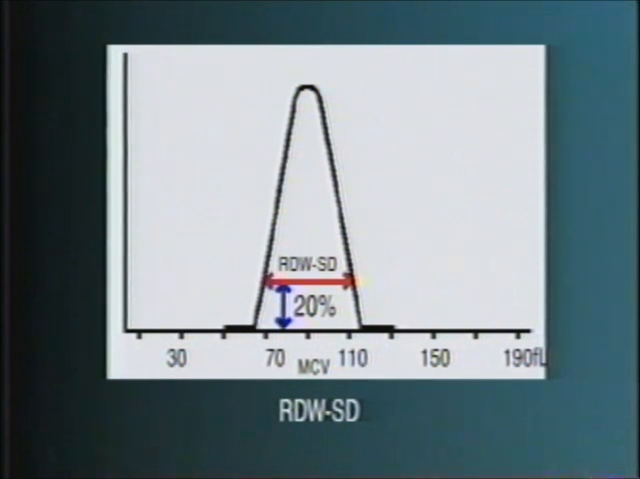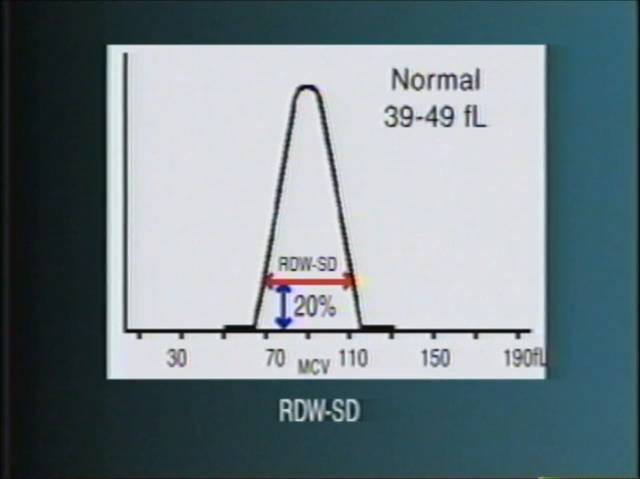The RDW-SD is an actual measure of how wide the red cell curve is at a point 20% above the baseline. It's very much like taking a ruler and measuring the width of the curve from one side to the other at a point 20% above where the curve starts at the bottom. The normal RDW-SD is about 39 to 49, and it's reported in femtoliters.